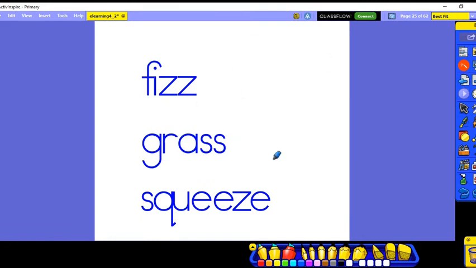Fizz, grass, squeeze. Which words have the same ending sound? Fizz and squeeze.